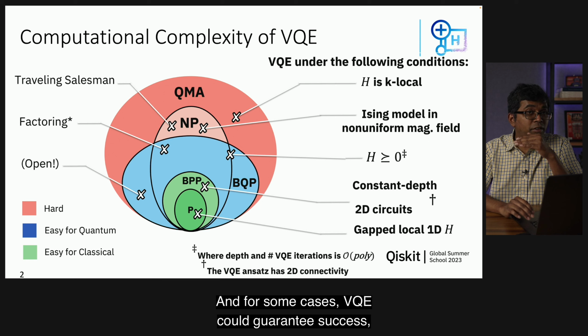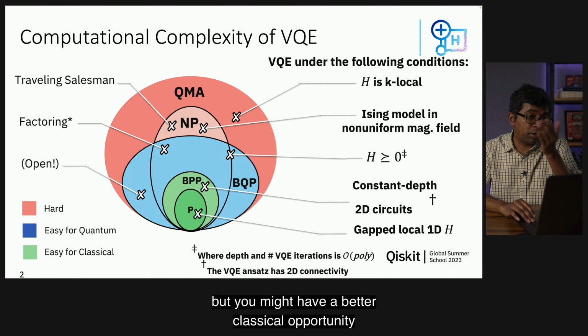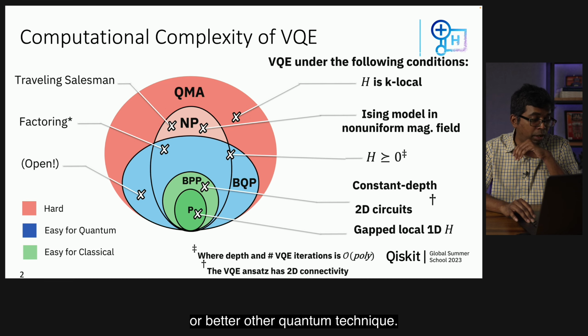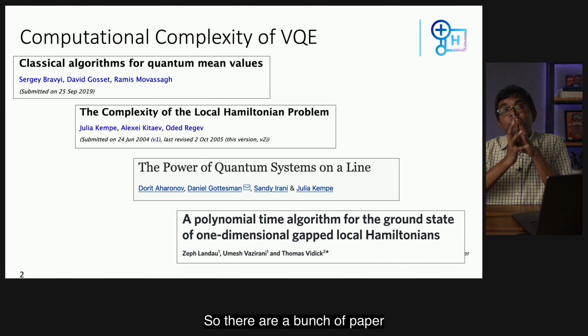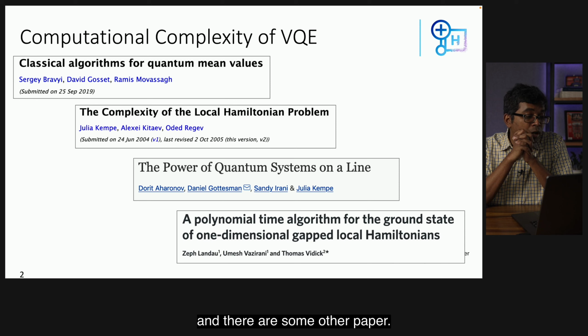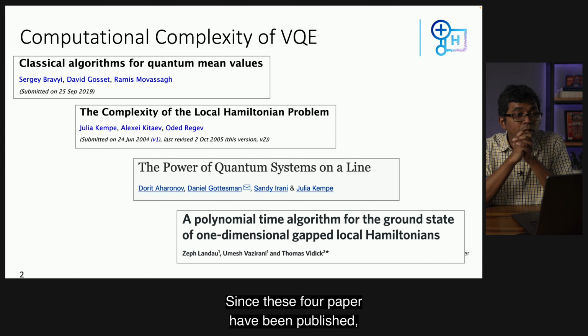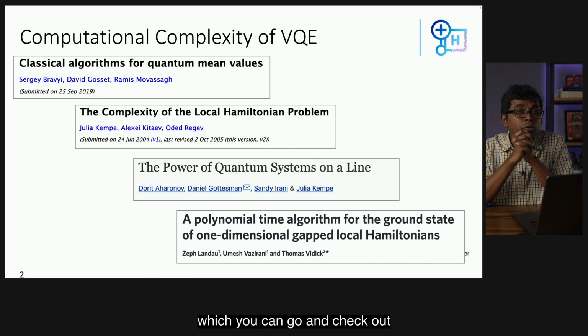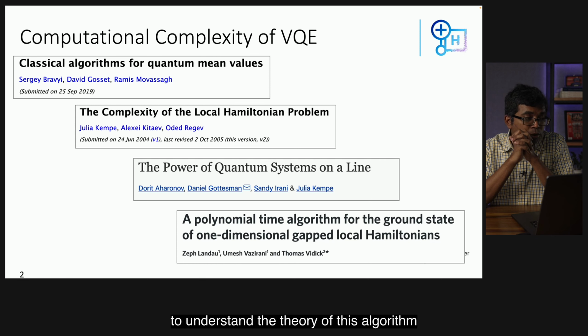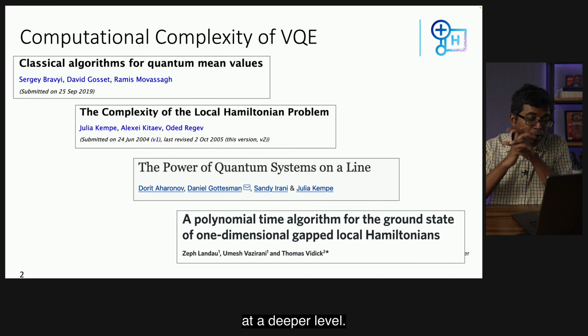And for some cases, VQE could guarantee success, but you might have a better classical option or a better other quantum technique. So there are a bunch of papers, and there are some other papers since these four papers have been published, which you can go and check out to understand the theory of this algorithm at a deeper level.